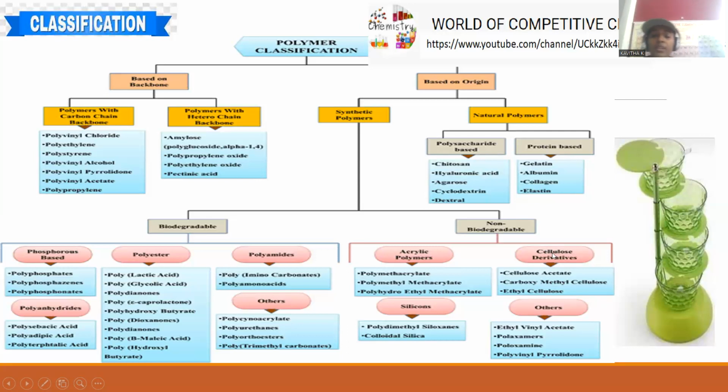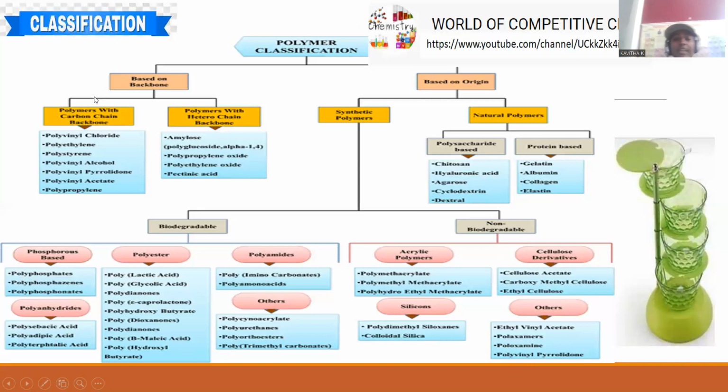Cellulose is purely a polymer of glucose. Repeating units of glucose will be there, and with some structural modifications it is regarded as a synthetic polymer. Other kinds of non-biodegradable materials are ethyl vinyl acetate, hexamers, polyamines, and polyvinyl pyrrolidones. All these are in the class of non-biodegradable materials.